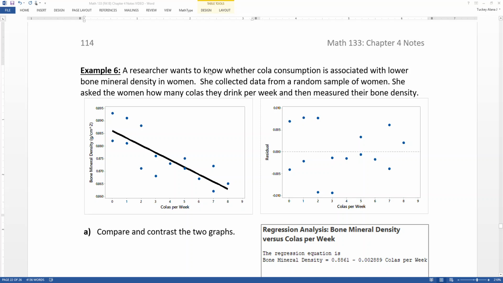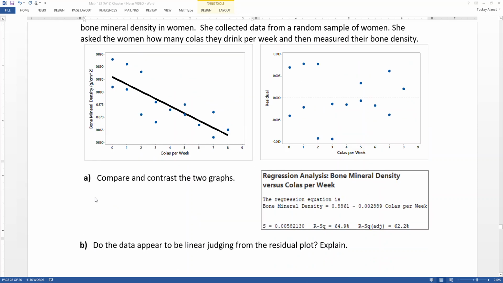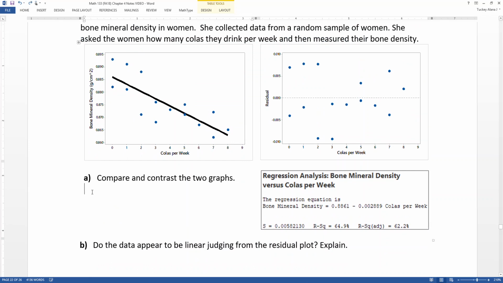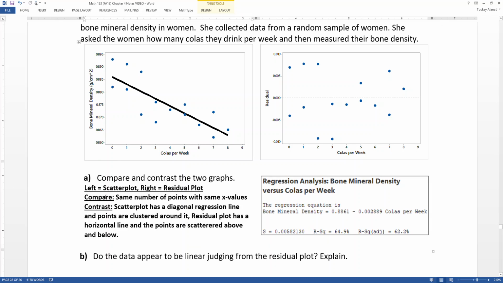Now we've already seen this problem a couple times, but that's okay. So we want to first look at the two graphs. I want to compare and contrast the two graphs. I have a lot of students sometimes that don't know how to read which one's which, and that's where this example came from. The one on the left is a scatter plot, and the one on the right is the residual plot. By way of comparison, obviously these have the same number of points because they represent the same data set, and they're going to have the same x values for those points: 0, 1, 2, 3, and so on. So the x-axis is actually the same.